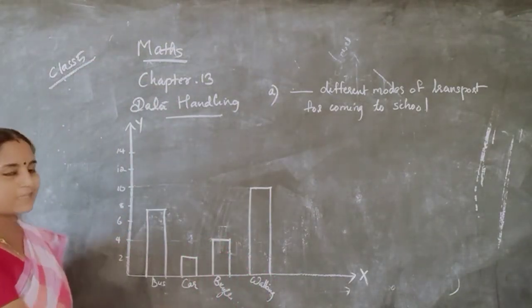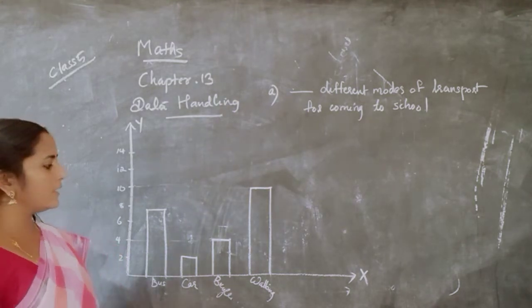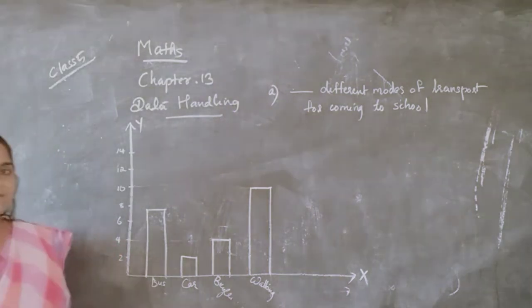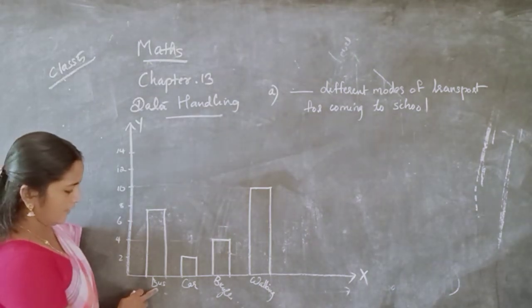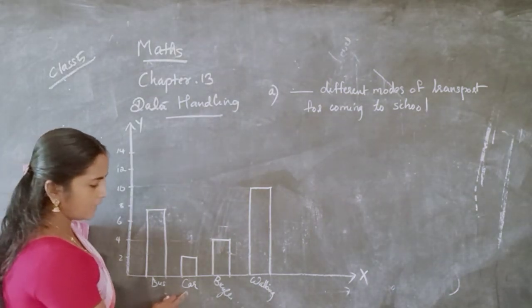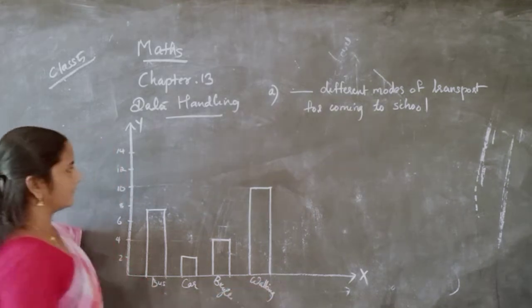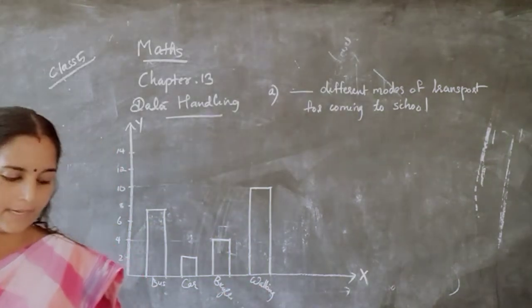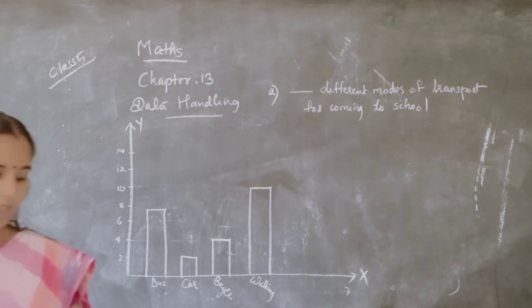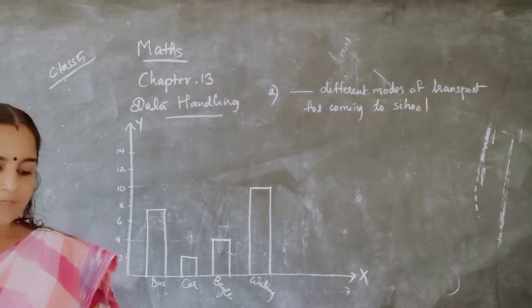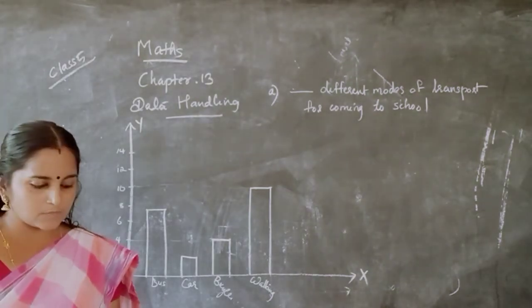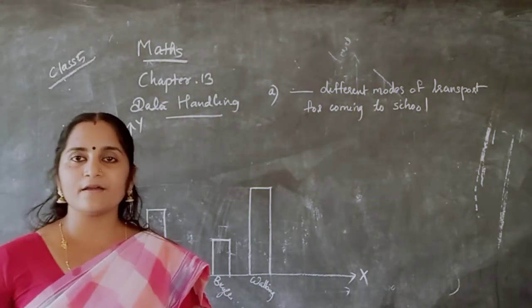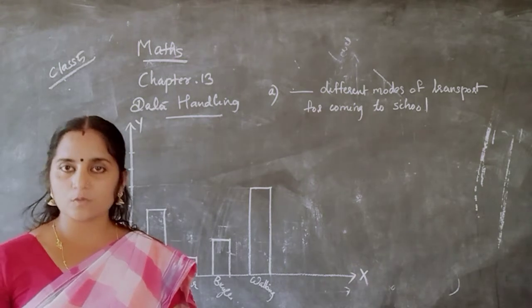A bar graph is given like this, and on the horizontal axis some rectangles are marked: first bus, car, bicycle, walking, and on the y-axis some numbers are also marked. In the question it is given that the students of class 5 decided to record the mode of transport they used to come to school, and they made the bar graph as follows. Here we have some questions.